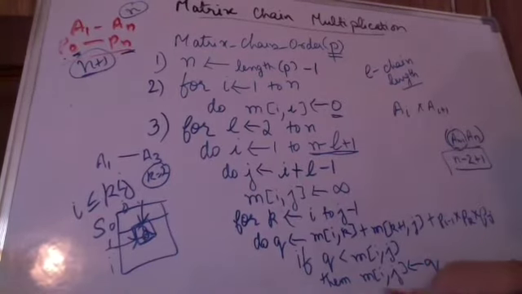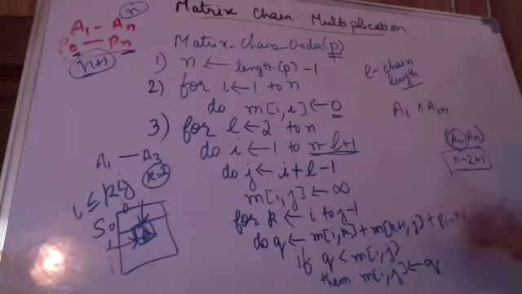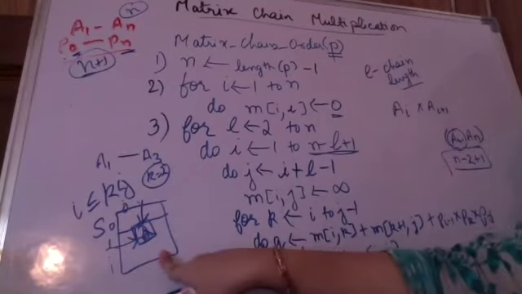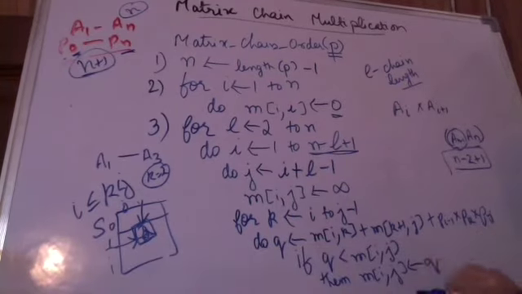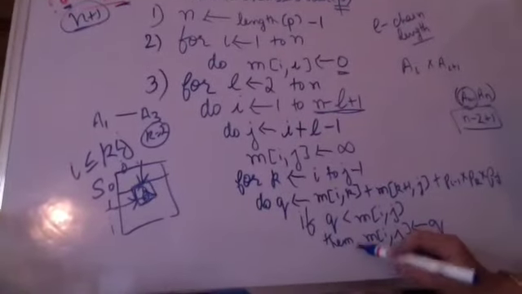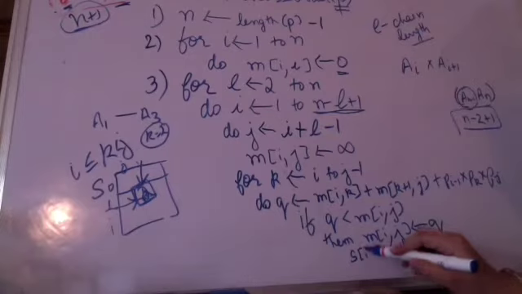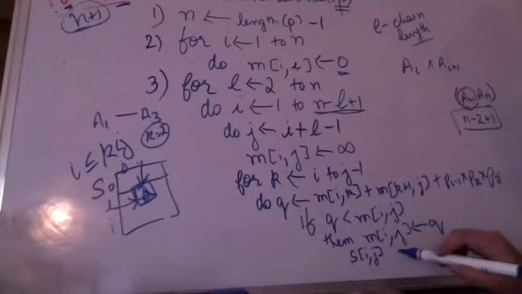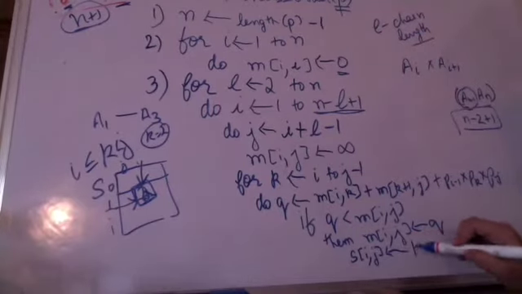The number of minimum scalar multiplications is stored, and the k at which the minimum scalar multiplications are found is also stored in S. So what am I doing? S of i comma j is equal to k.